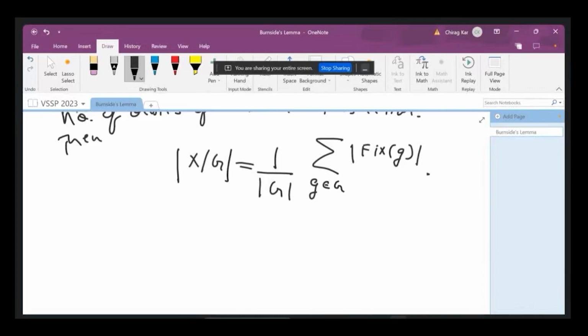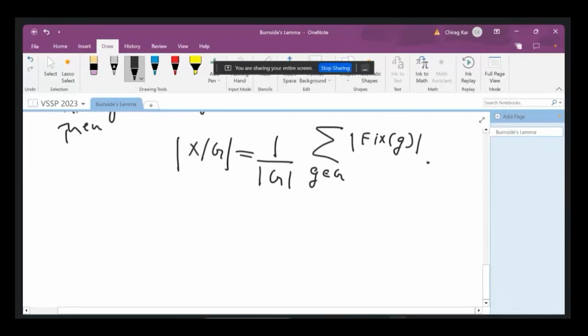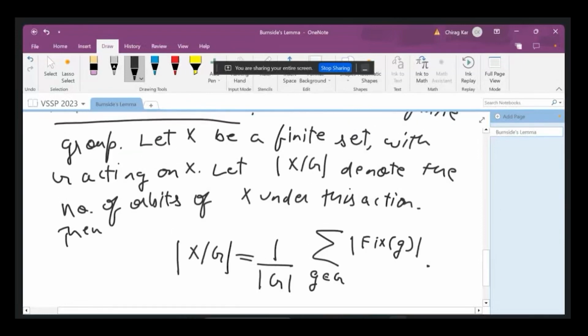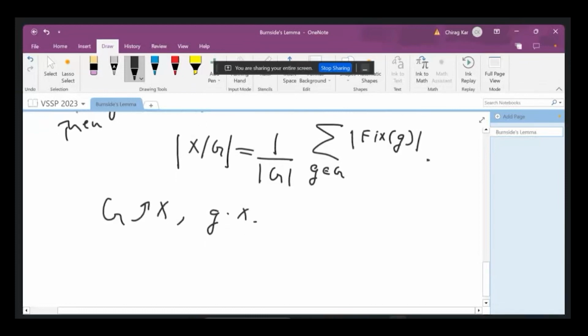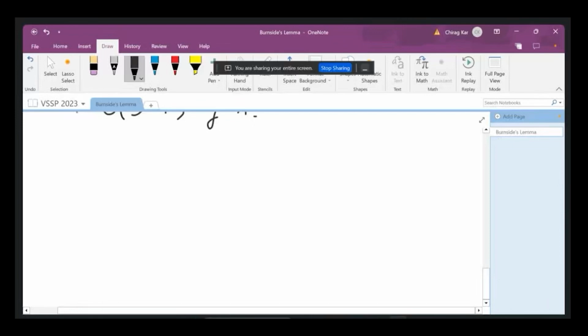Now it seems like there's a lot of jargon here. Of course, I expect the audience to understand what groups are, what actions are. Also, one clarification is that when we talk about group actions, we mean left action. So G acts on X from the left, and we denote our group action by g dot x. I hope that's absolutely clear.